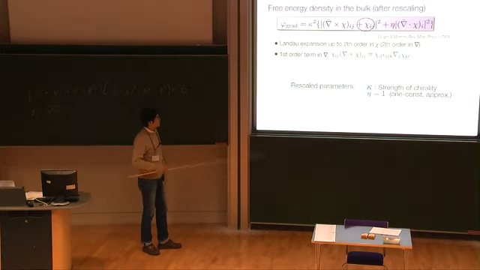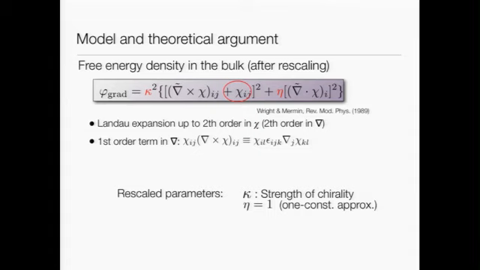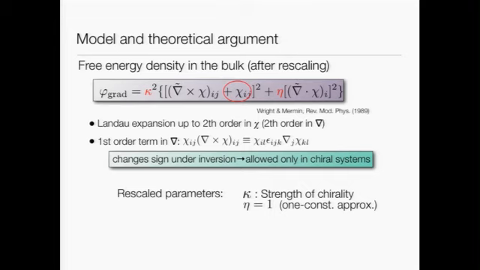Yeah, and so let me mention that in this form, we have first order terms in the spatial derivatives, so that is written like this. But this term changes sign under inversion, and so this term is not allowed when inversion symmetry is retained. But now we are considering a chiral liquid crystal. So this term is allowed, and indeed this term plays an important role.